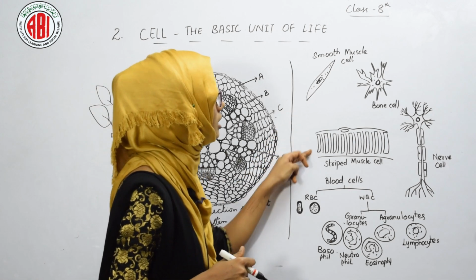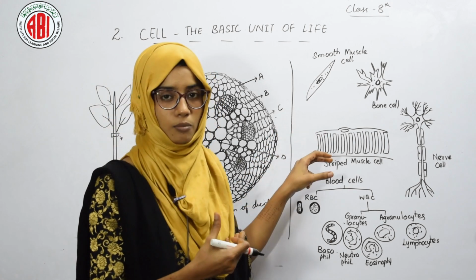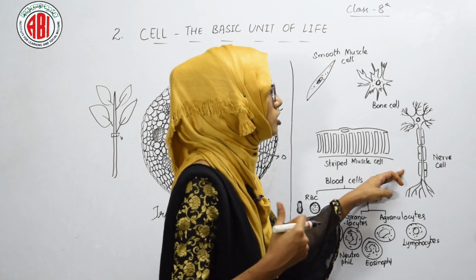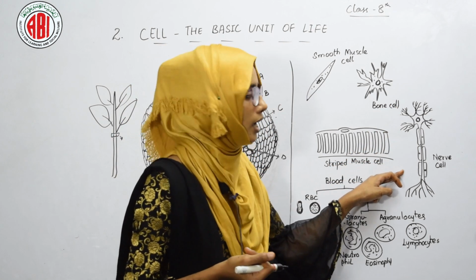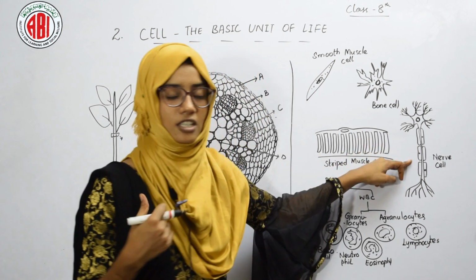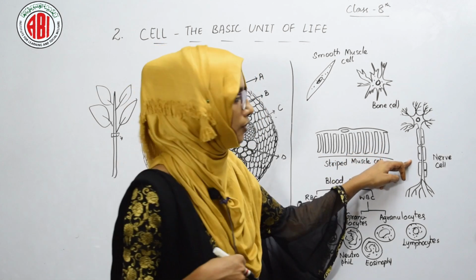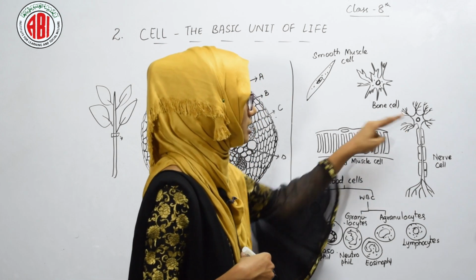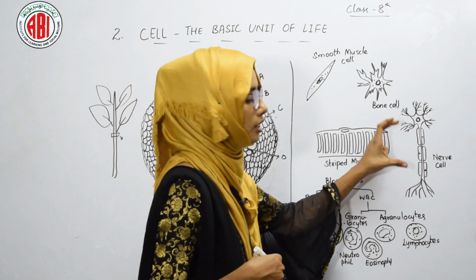So here we can observe the different shapes of the cells, and this is a single cell. It is the largest cell which is present in the human body, the nerve cell. We can find nerve cells in the brain. They help in transferring messages to the various body parts. So based on their function, it is designed. So this is a single nerve cell.